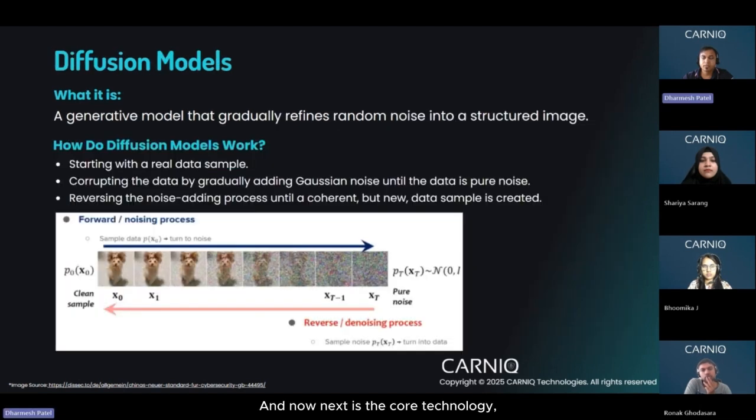And now next is the core technology we have seen, the diffusion models. Again, diffusion models are part of the basic neural network itself. But how does this work and what is specific about it? If we go by the definition, it is a generative model that gradually refines random noise into a structured image.